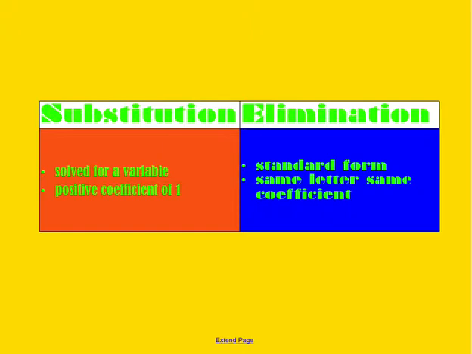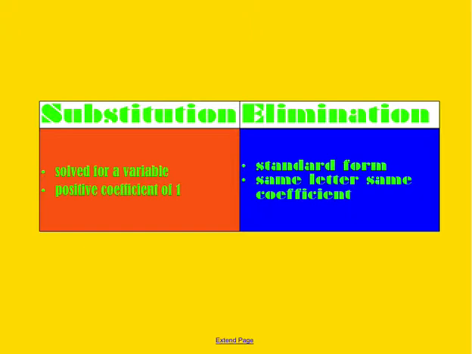Then for elimination, elimination is good to use if you have things in standard form and also if you have the same letter with the same coefficient. That makes it really easy to make opposites and thus really easy to use elimination.